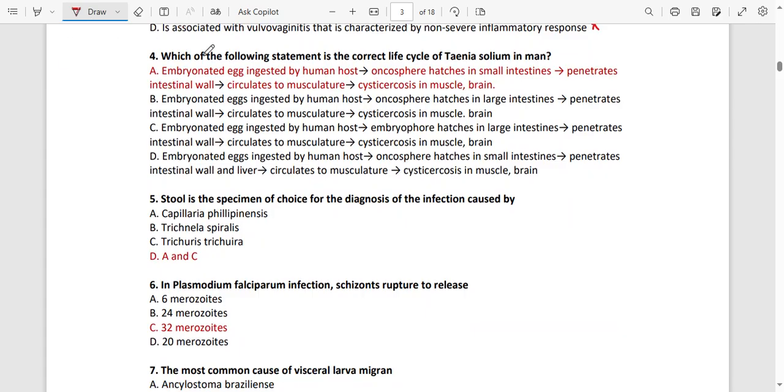Number 4, which of the following statements is the correct life cycle of Taenia solium? Okay, I want to ask this question about Taenia. Anyone that can just say anything that they know? I've seen a hand. Anyone? Just anything. Basically anything.